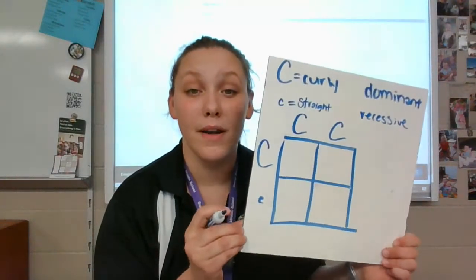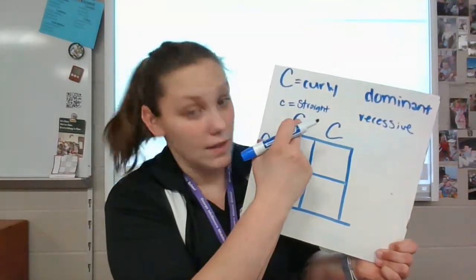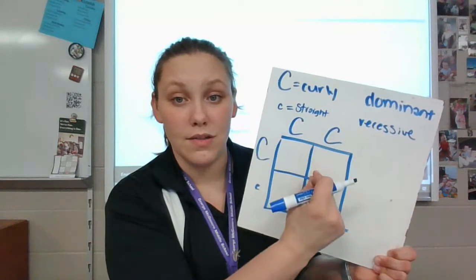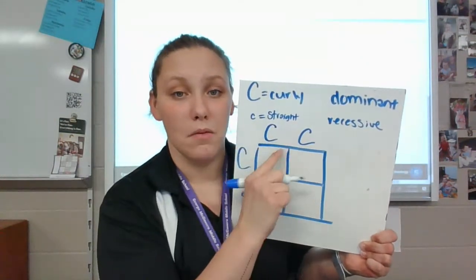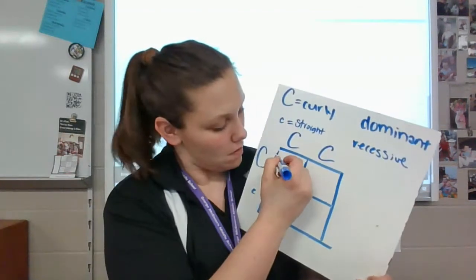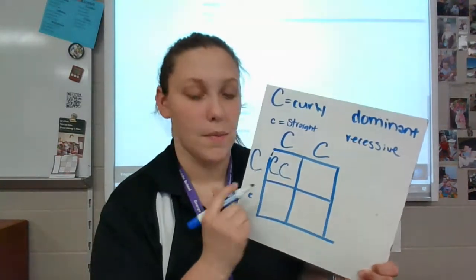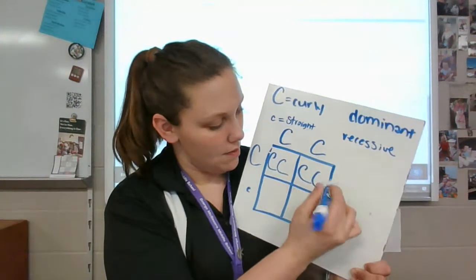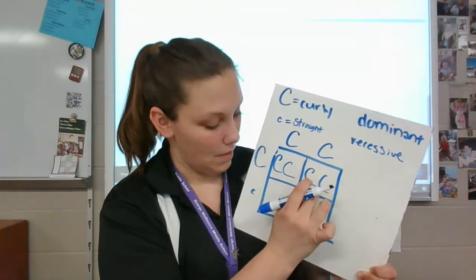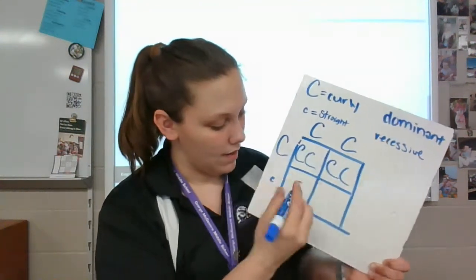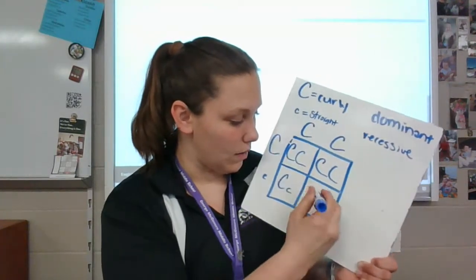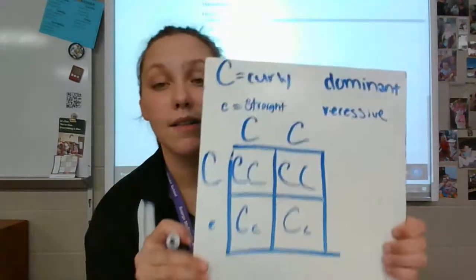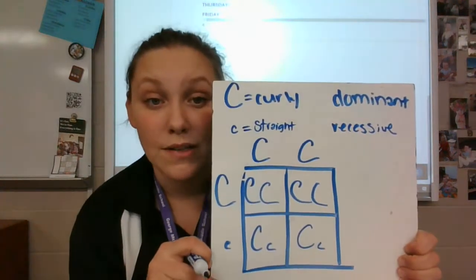So now when we do the Punnett square, we're going to put those letters and we're going to combine them in each of these boxes. So for this first box, I'm taking this letter and this letter. So two capital C's go in the first box. Two capital C's go in the second box. A capital and a lowercase c go in the third box. And a capital and a lowercase c go in the fourth box. You completed your first Punnett square.